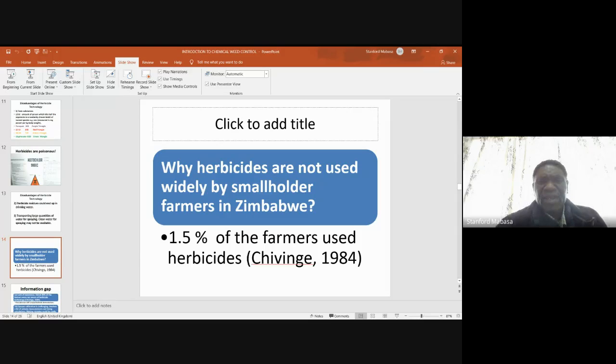Now we want to find out why farmers really use herbicides, probably using a Zimbabwe case. Why herbicides are not used widely by smallholder farmers in Zimbabwe. Chivinge found that about 1.5% of the farmers were using herbicides. This is a small percentage after conducting a survey.